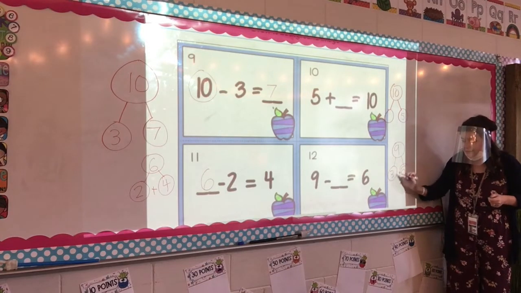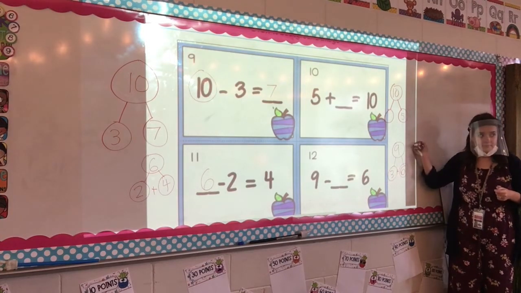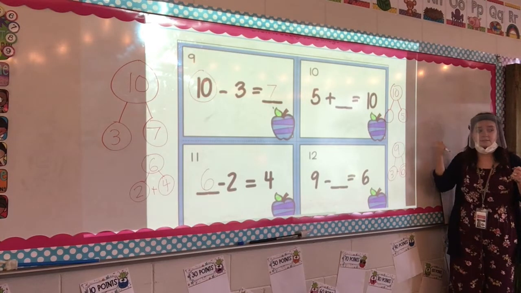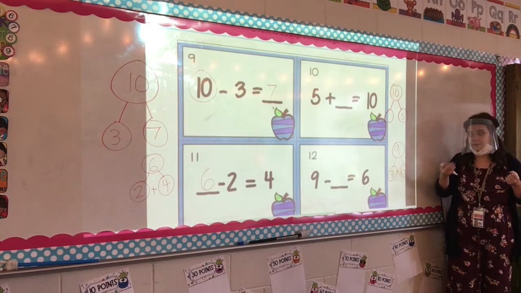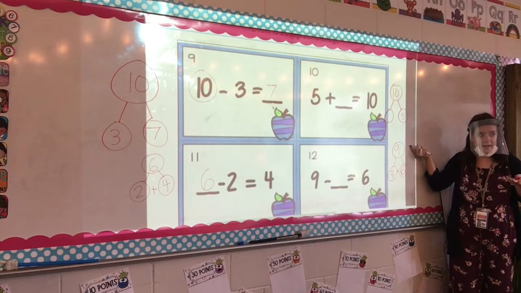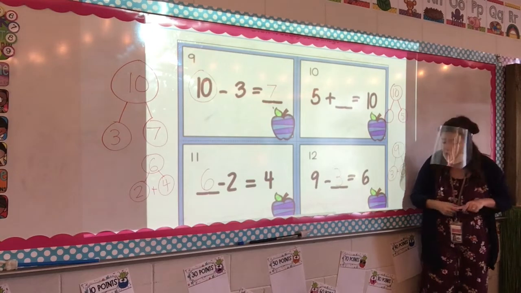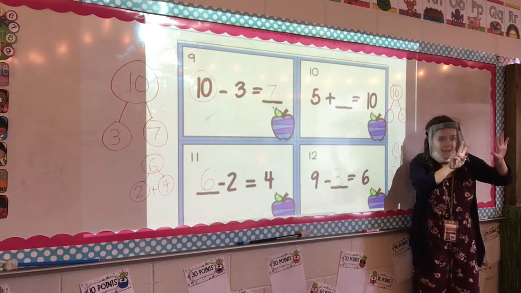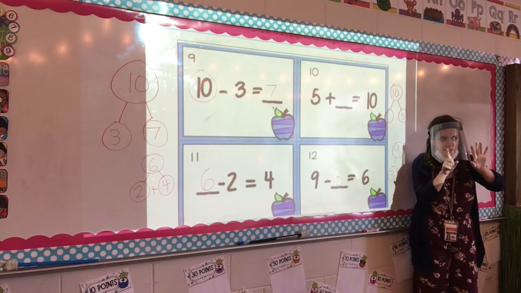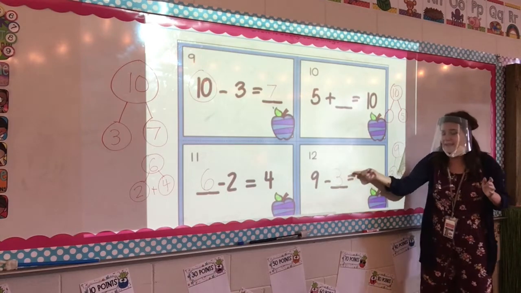Does 6 plus 3 equal 9? Try it in your head. 6, 7, 8, 9. Yes. Does 6 plus 3 equal 9? Yes. So is my missing part 3? Yes. You can try that too. 9 minus 3. Am I left with 6? Yes. Then that's my right answer.